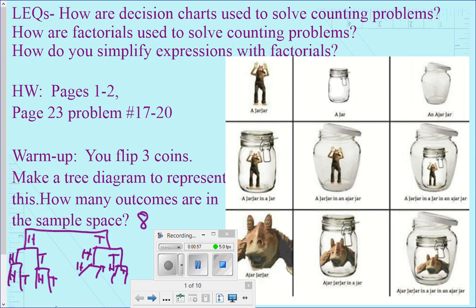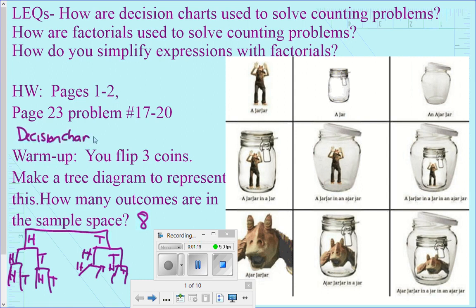Okay, then we talked about how in the second half of this unit, we're going to be basically taking this diagram, this tree diagram, and condensing it. Because the more coins we add, the more complicated the tree diagram is going to get. And so there has to be a way to make that less complicated. And that's by making what we call a decision chart.